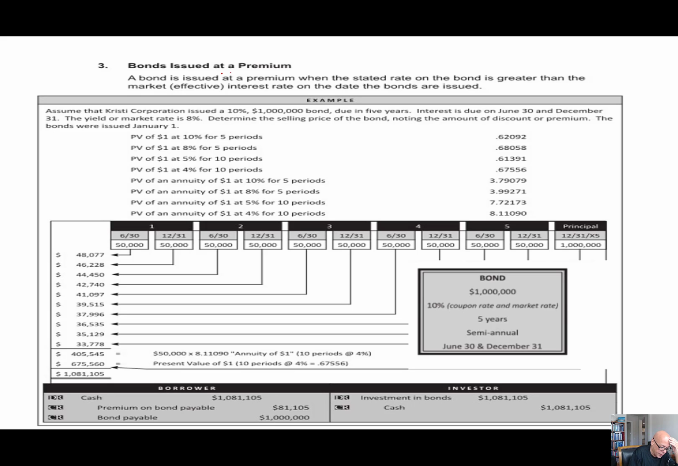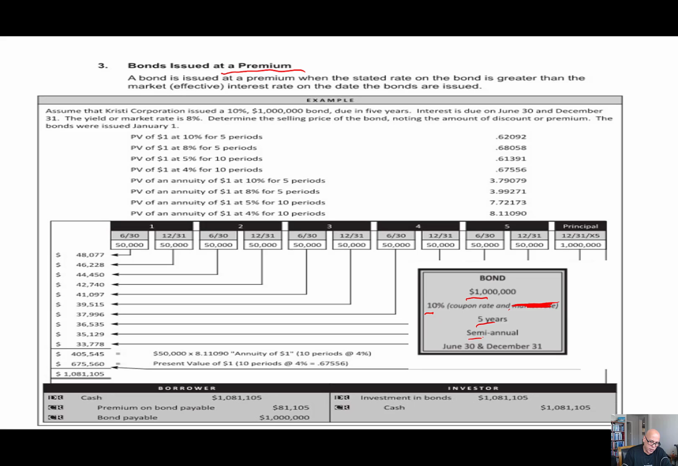Now the heading here is like a movie where the title is The Hero Dies. We know this is going to be issued at a premium. But notice something about our bond here. It is the same bond. Same bond. 5-year term. Semi-annual, 2 interest payments, June 30th and December 31st. 10%. The bond didn't change. The bond stays the same.